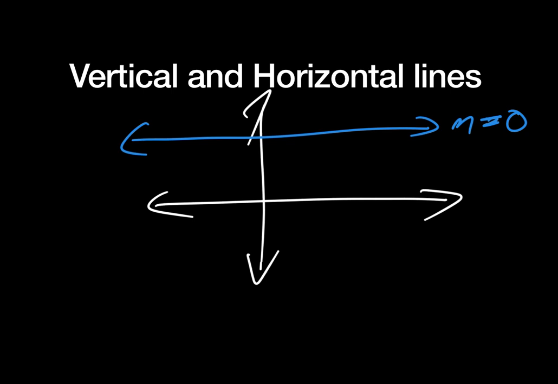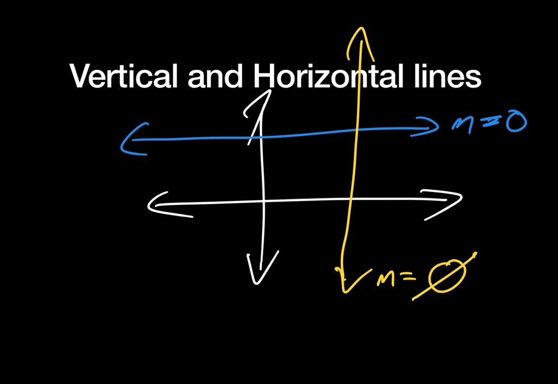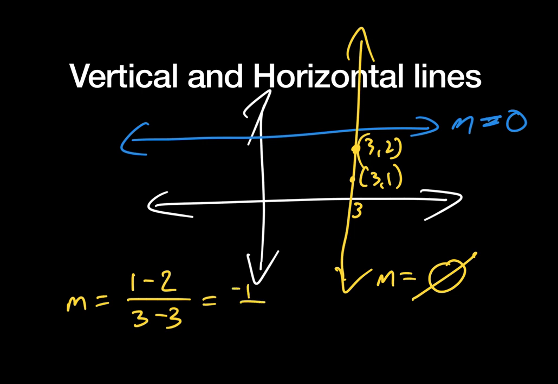Where people get a little tripped up is now if I have a vertical line and I got to figure out what's the slope of that line. What do you think? Yeah. It is undefined. It doesn't exist. And let's say, so if I say this is 3, if I take 2 points on that line, (3, 1) and (3, 2), and if I do the slope equation, y2 minus y1, those are the y coordinates, over 3 minus 3, so then I would have negative 1 over 0.